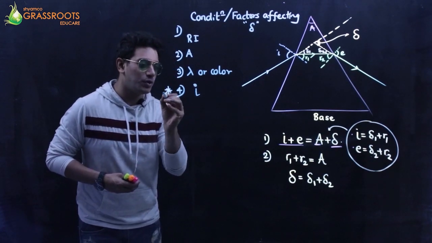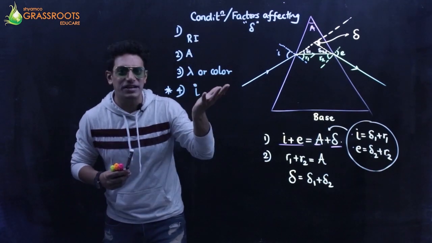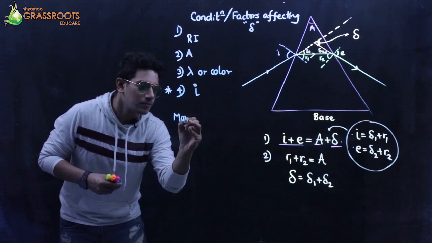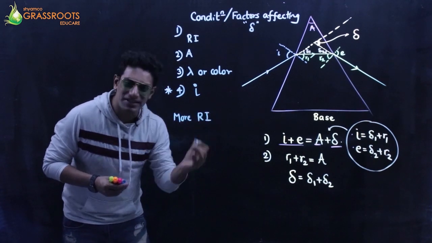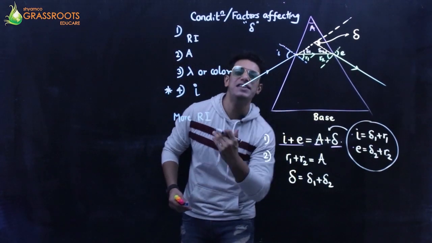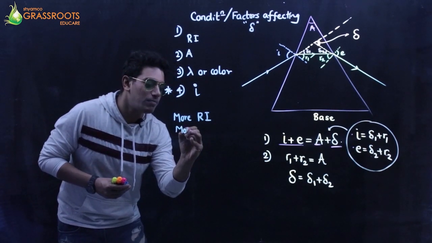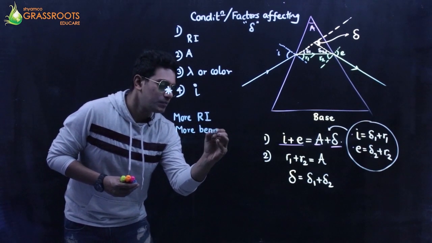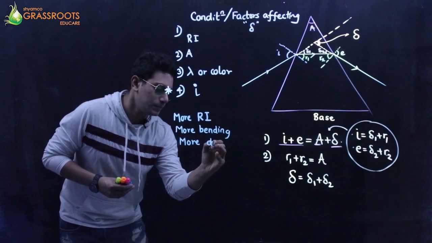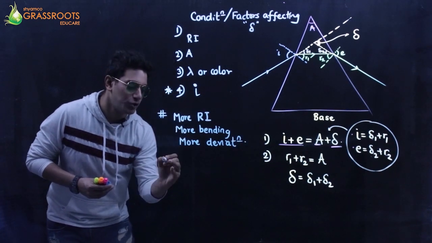Now that's an important one. You talk about refractive index. More the refractive index, more is the density. More the density, I can say the bending will be more, the deviation will be more. So more the refractive index, more is the bending, more is the deviation. That's the first one for you.